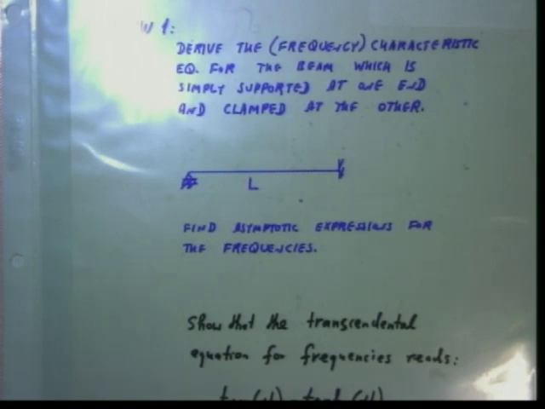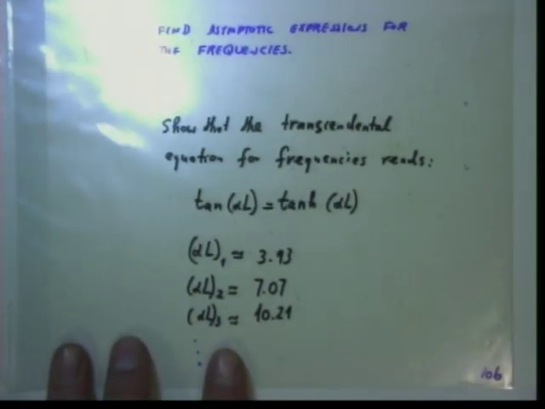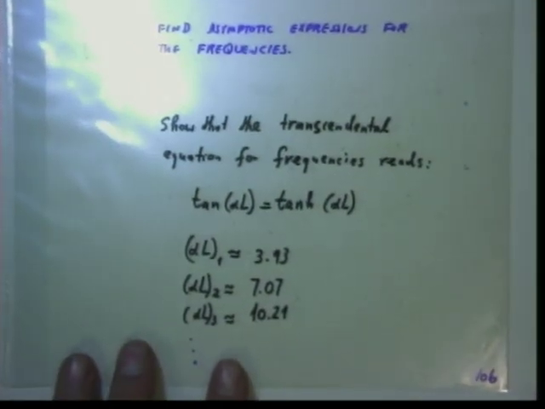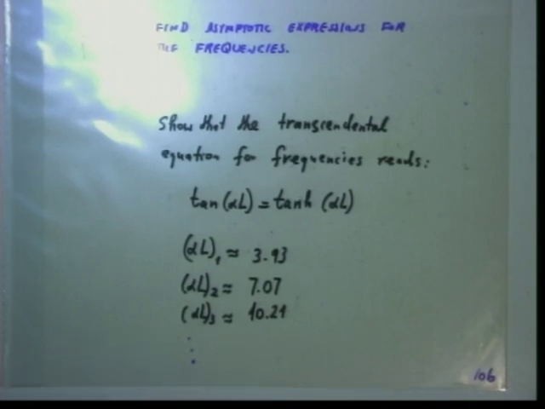Now it also says find asymptotic expressions for the frequencies. I'll explain you what that means. Okay, show that the transcendental equation for frequencies reads. That is this.